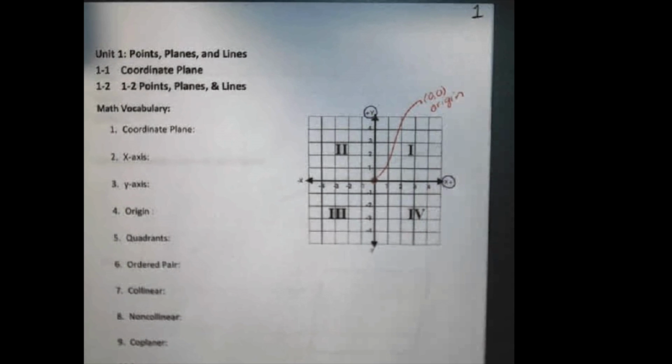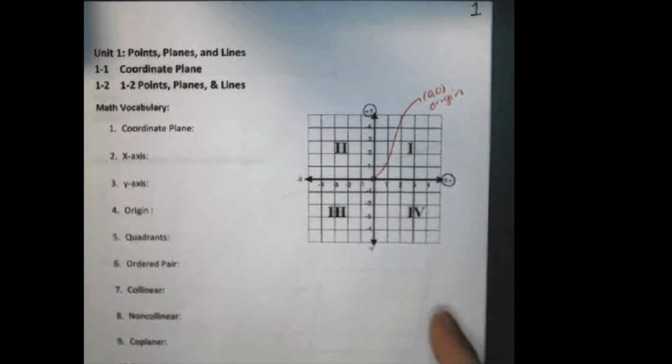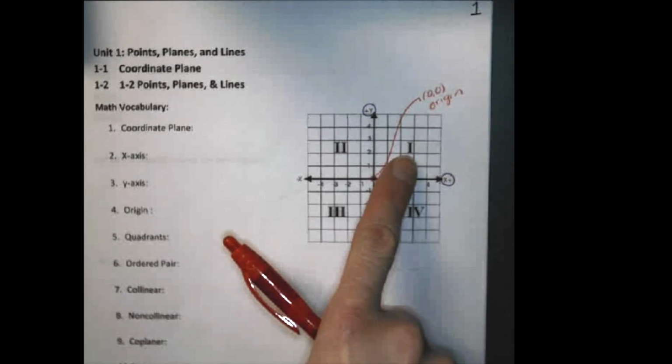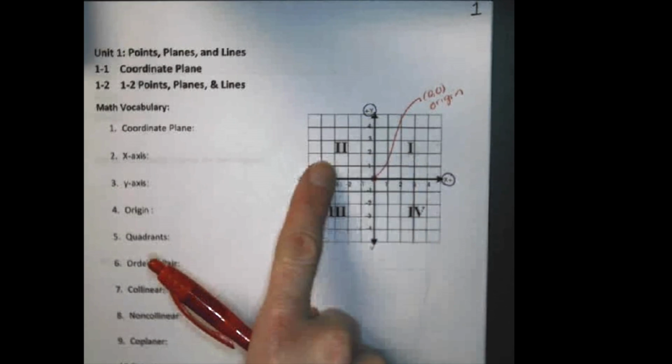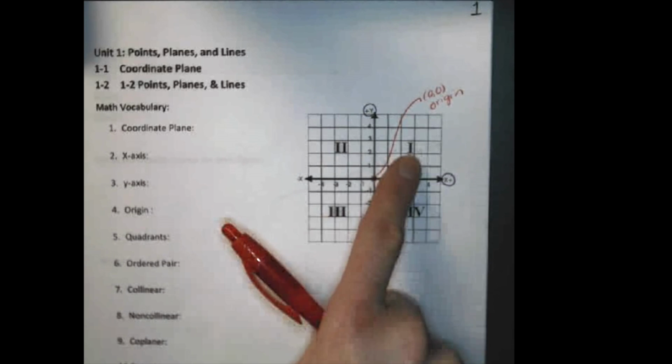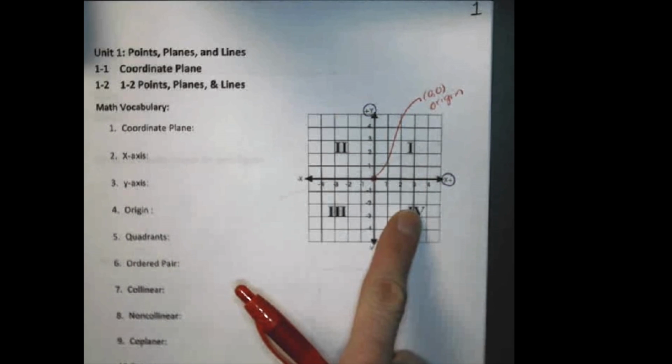The coordinate plane is divided up into 4 sections, and they are labeled as if you were drawing the letter C. You start in the upper right, and it goes 1, 2, 3, 4, as if you were drawing a large letter C.